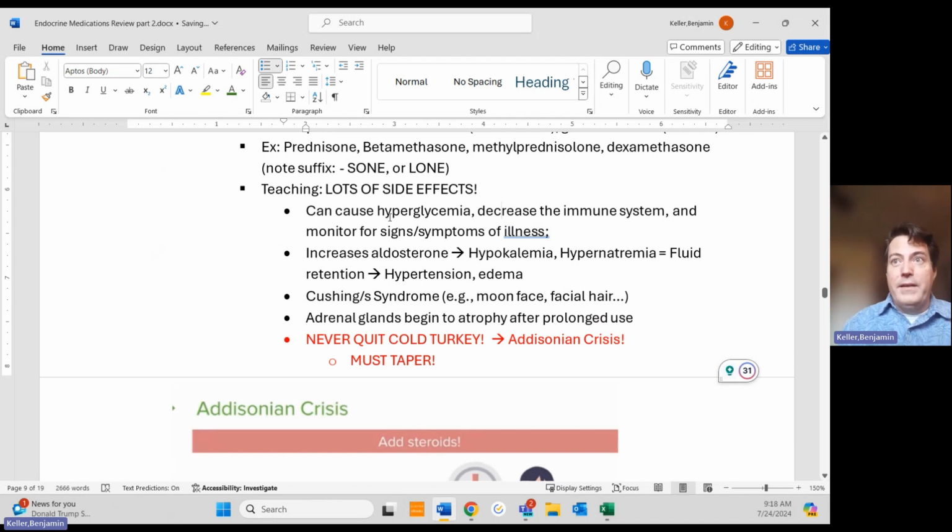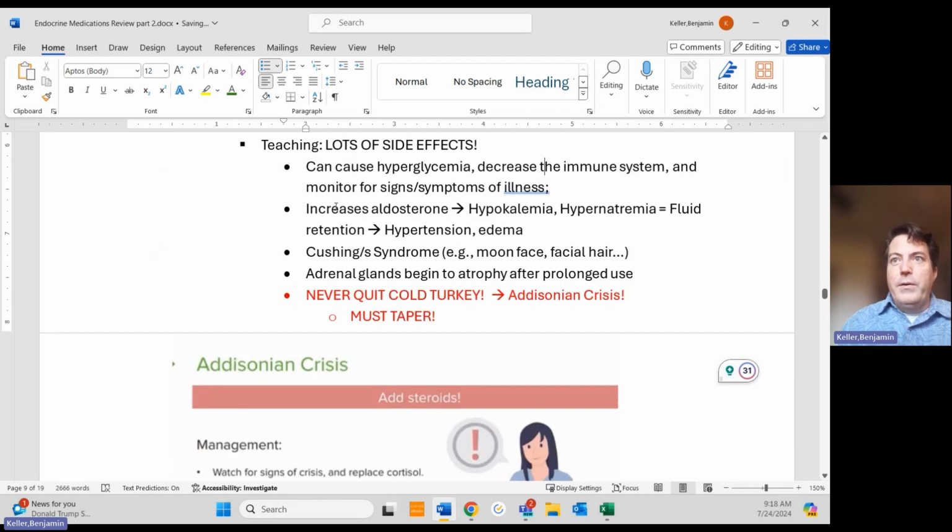They can have a lot of side effects. Hyperglycemia, a decreased immune system. When you have increased aldosterone, we want to look for signs and symptoms of hypokalemia and hypernatremia. So that's going to be fluid retention and hypertension and edema. Let me repeat that, both of these. So we give corticosteroids oftentimes to decrease inflammation, but inflammation is an important part of our immune system function. We have it for a reason, but sometimes the body overdoes it. But if we're decreasing inflammation and we're decreasing the immune system function, we're at risk for illness. Does it make sense?